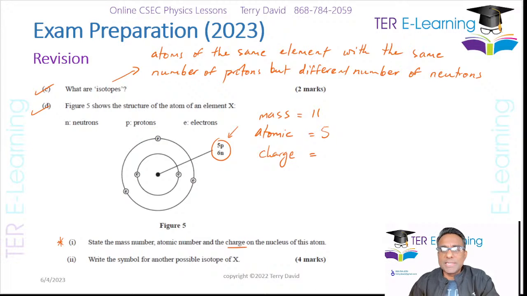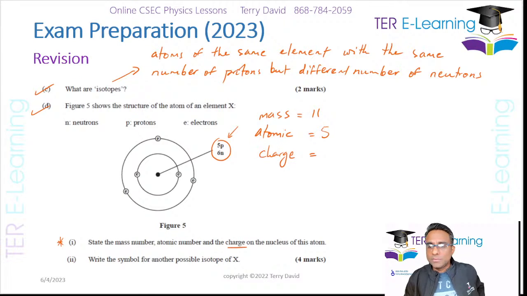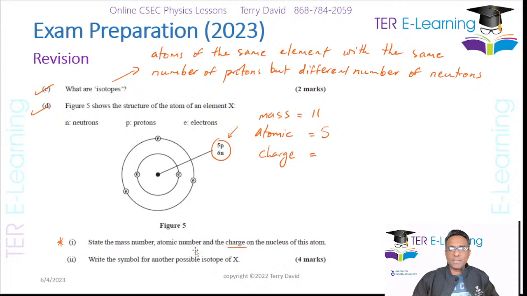So some people are saying 0, some people are saying -1. Yeah, this topic falls under chem as well as physics, guys. You have to know this for physics too, okay. So they want to know the charge on the nucleus of the atom. Now, whenever you're given a diagram and you have to understand the overall charge, we have 5 protons, and protons are positively charged.